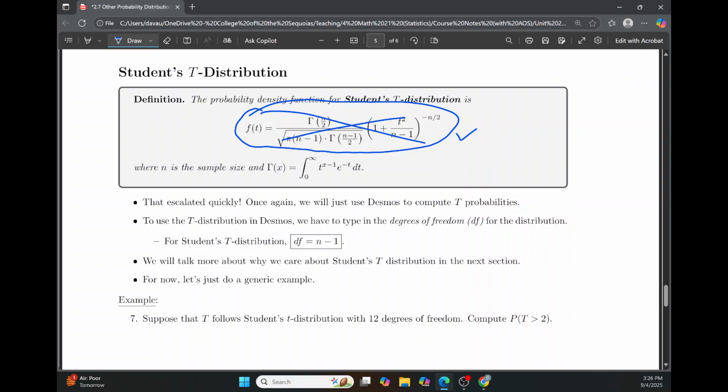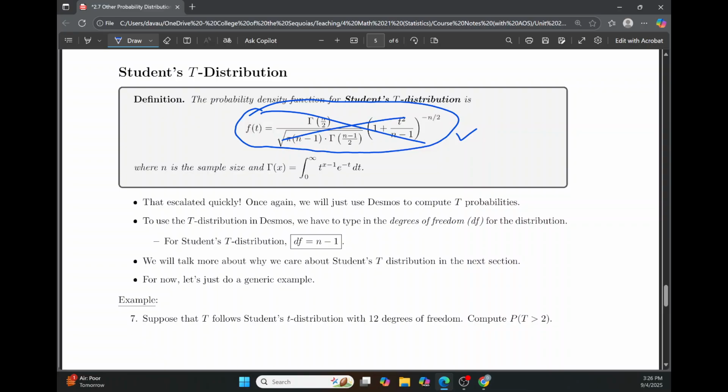The reason that I want to show you this distribution, though, is because in the next section, in section 2.8, we'll be using student's t distribution in order to calculate the probability that a sample mean falls within a certain range. So this distribution will become very important for us very, very quickly. Okay. For now, we're just going to practice computing a student's t distribution problem in Desmos, and we'll see the context for it in the next section, in section 2.8.